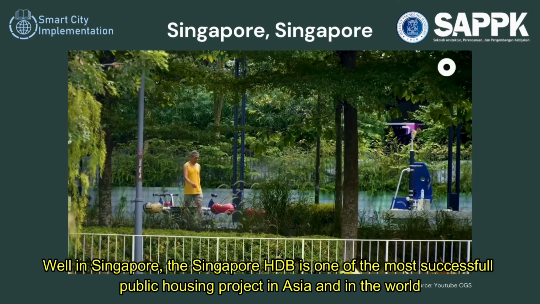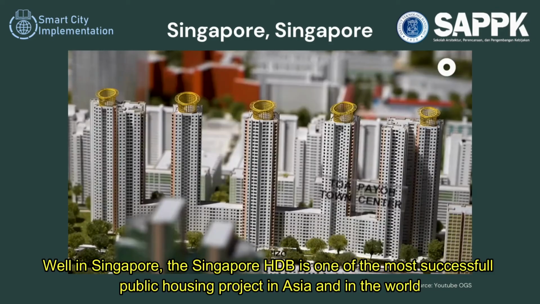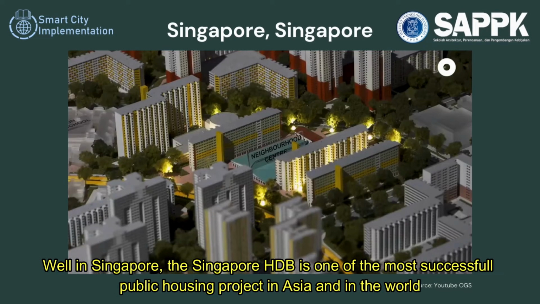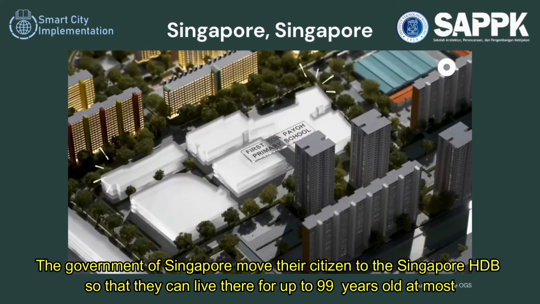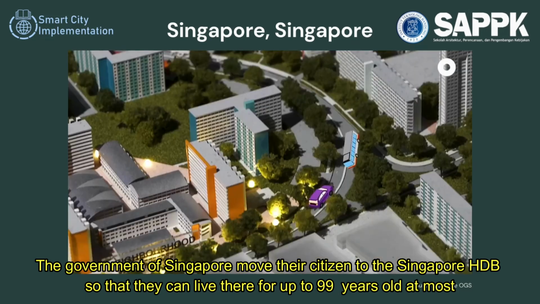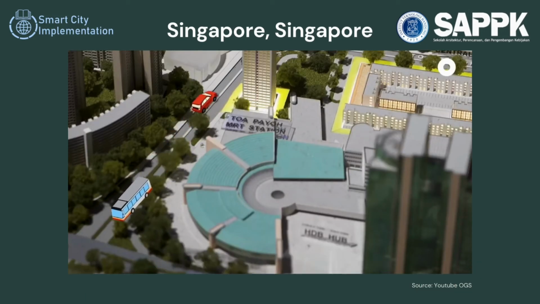While in Singapore, the Singapore HDB is one of the most successful public housing projects in Asia and in the world. The government of Singapore moved their citizens to the Singapore HDB so that they can live there for up to 99 years at most.